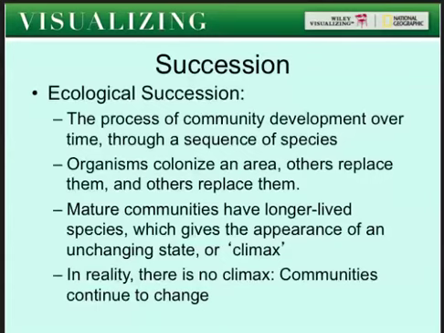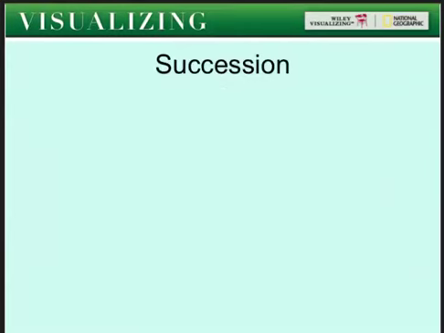So even though it looks to us from moment to moment that a particular ecosystem is basically the same, the fact of the matter is that change is constantly going on. That's the nature of ecosystems, because one component of ecosystems are living organisms, and living organisms constantly change as their environments change. So let's take a peek at primary succession.